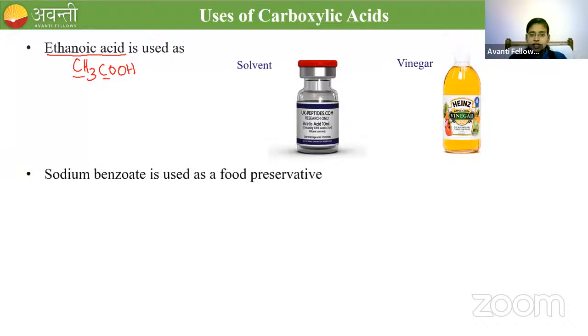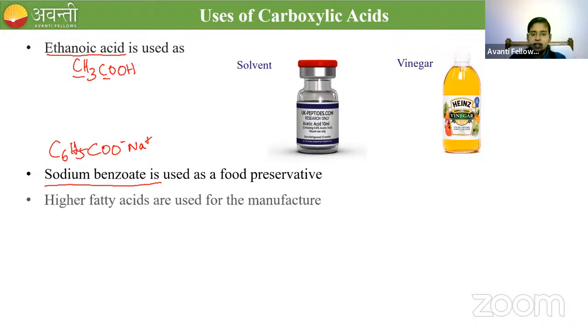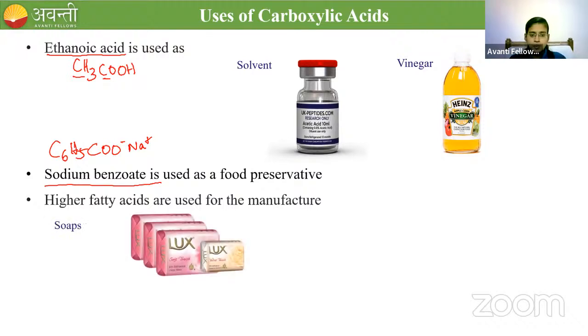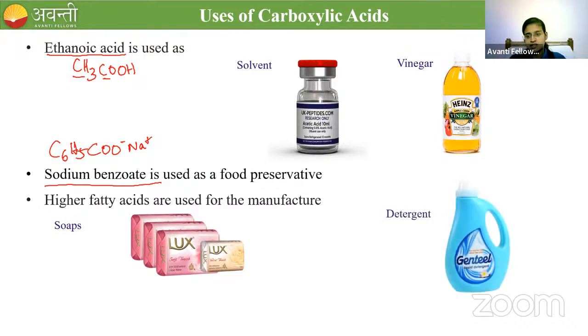Then if you go for the salt of carboxylic acid, sodium benzoate is a salt. The formula is C6H5COOH, which means it is benzoic acid. If I put COO- Na+, it is sodium benzoate. It is a salt of benzoic acid. So it is used as a food preservative. Okay. And higher fatty acids, more number of carbon containing acids, are used for the manufacture of soaps and detergents.